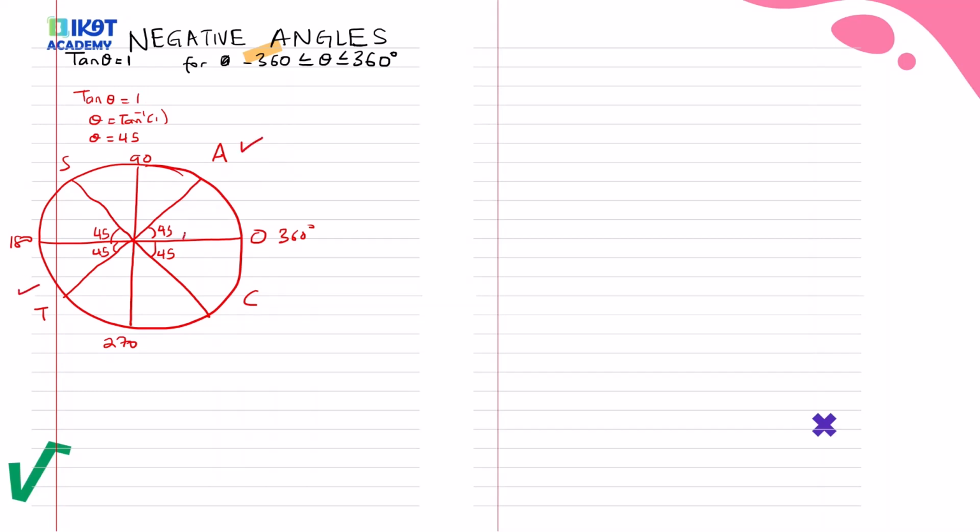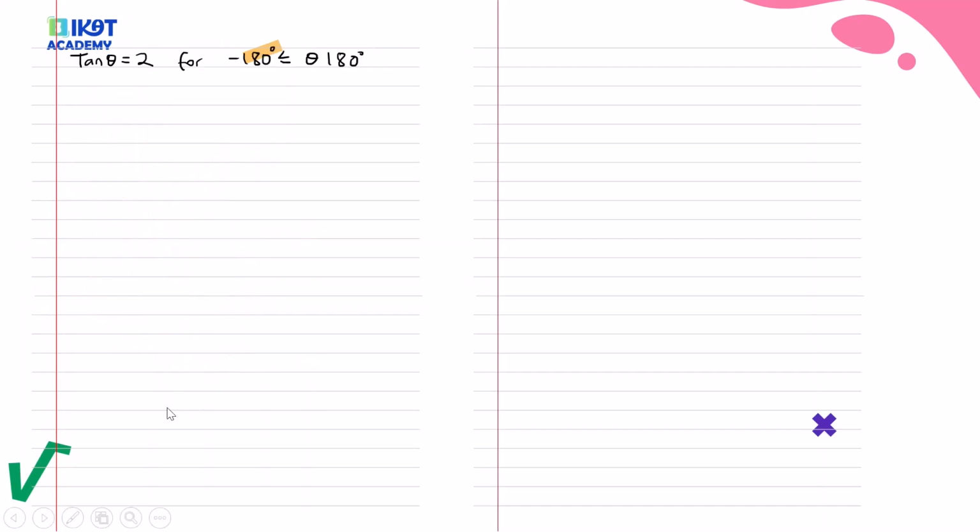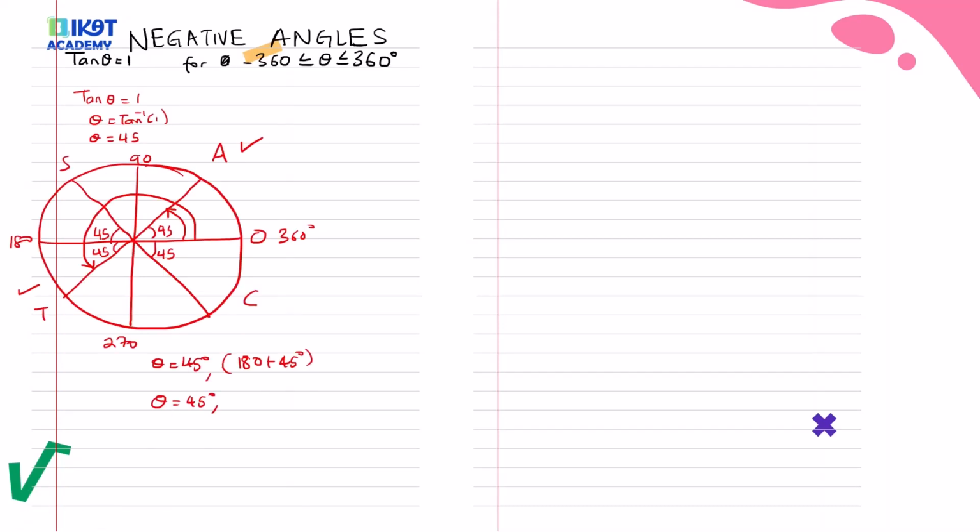So I'm going to go there, and then I also come here. So what do I have? I have theta is equal to 45 degrees, comma, 180 plus 45 degrees. So theta is equal to 45 degrees, comma, 180 plus 45, this is 225.